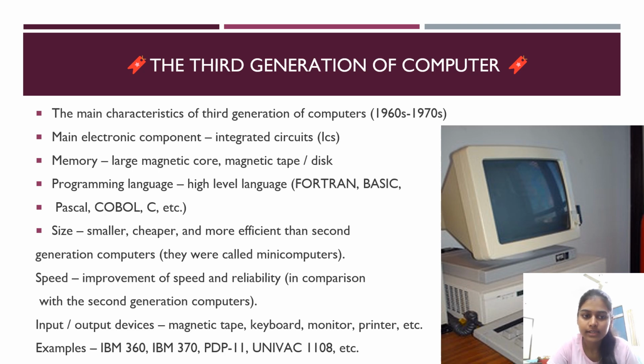Talking about size, it is smaller, cheaper and more efficient than second generation of computers. They were called minicomputers. Talking about speed, improvement of speed and reliability in comparison with the second generation of computers. Input and output devices such as magnetic tape, keyboard, monitor, printer, etc. Examples are like IBM 360, IBM 370, PDP-11, UNIVAC 1108, etc.